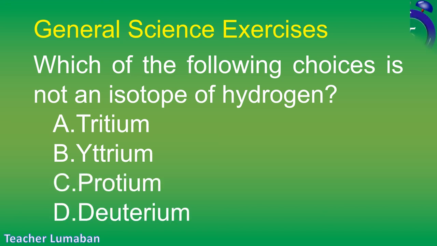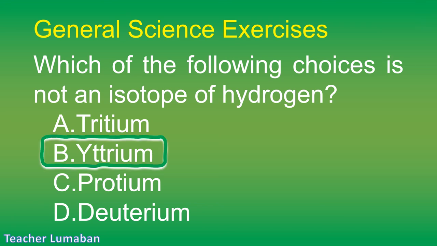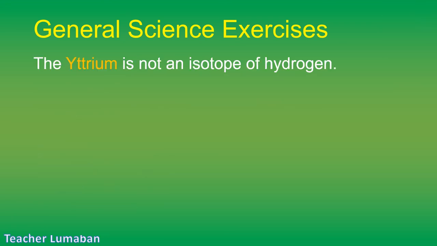Choose the suitable answer to the following choices in 5 seconds. 5, 4, 3, 2, 1. The correct answer is letter B, yttrium. Yttrium is not an isotope of hydrogen.